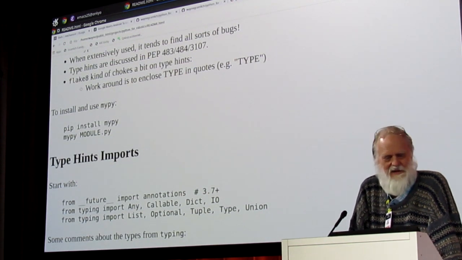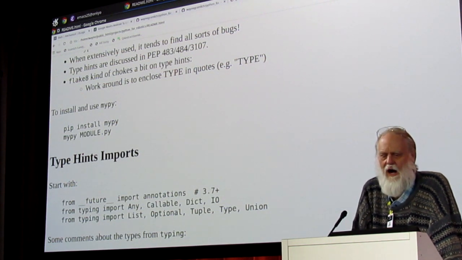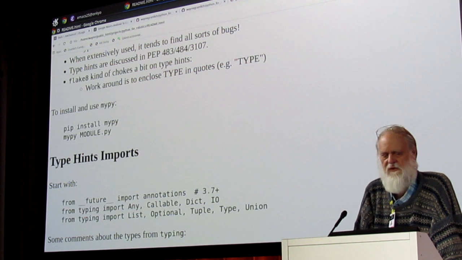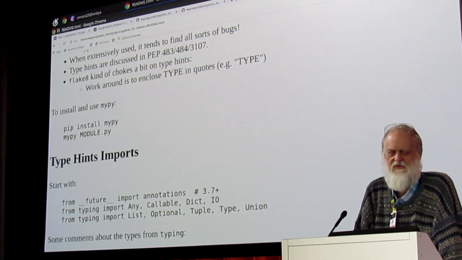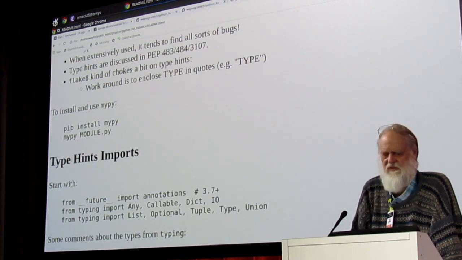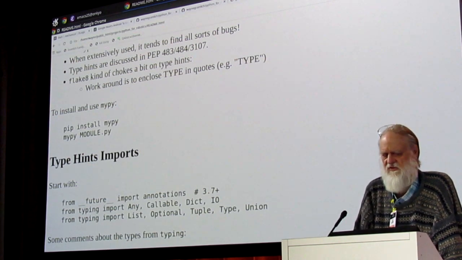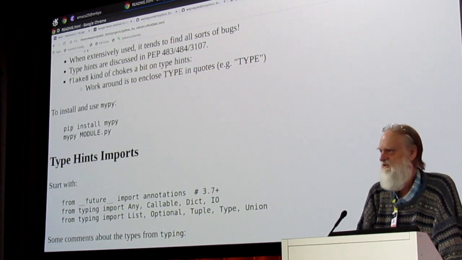I think that's gotten better too, but I haven't programmed in C++ in quite a while. Just for reference, I'm listing something called the PEP numbers. PEP stands, I think, for Python Extension Proposal. The type hints are discussed in 483, 484, and 3107.